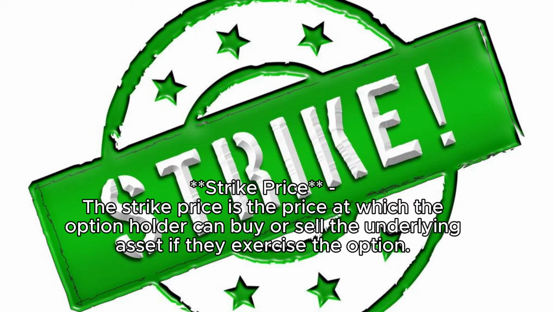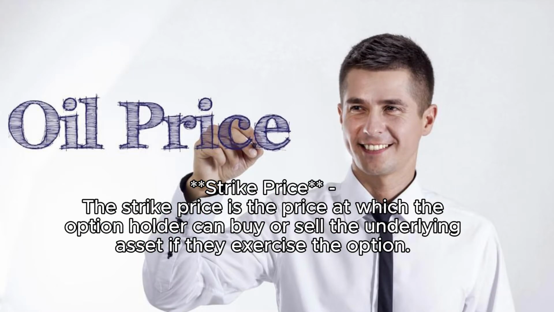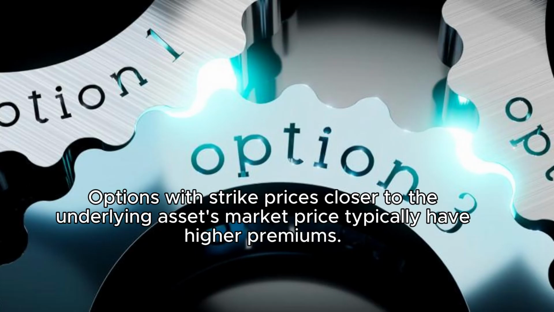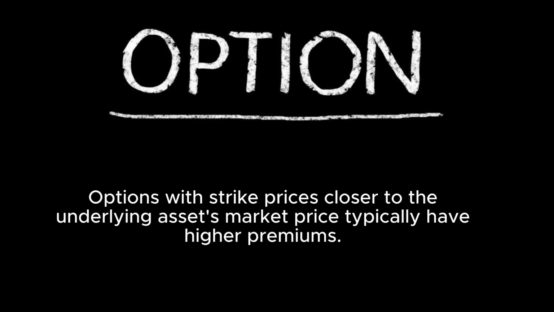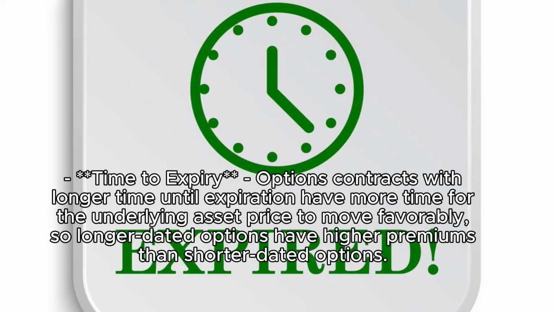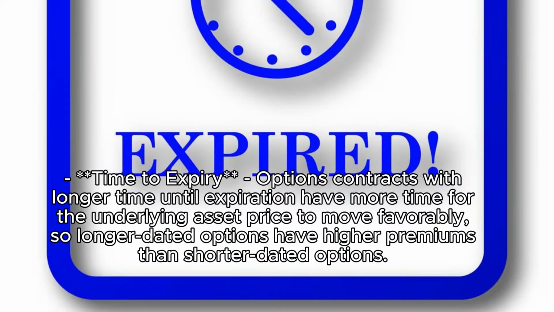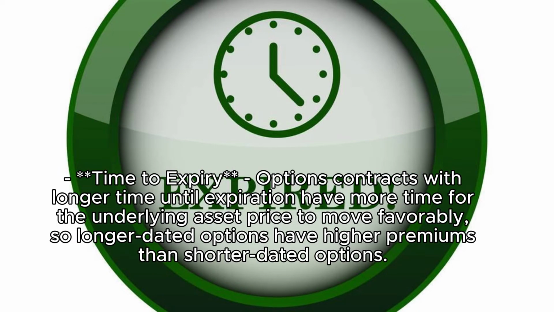Strike price. The strike price is the price at which the option holder can buy or sell the underlying asset if they exercise the option. Options with strike prices closer to the underlying asset's market price typically have higher premiums. Time to expiry. Options contracts with longer time until expiration have more time for the underlying asset price to move favorably, so longer dated options have higher premiums than shorter dated options.